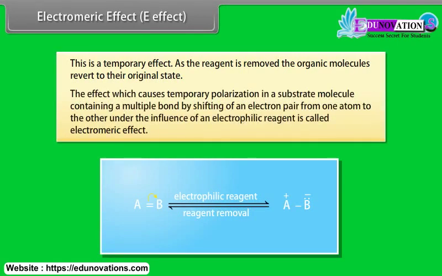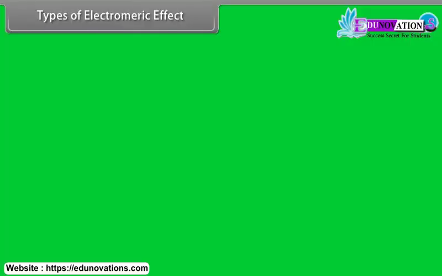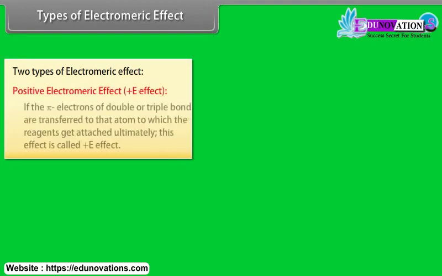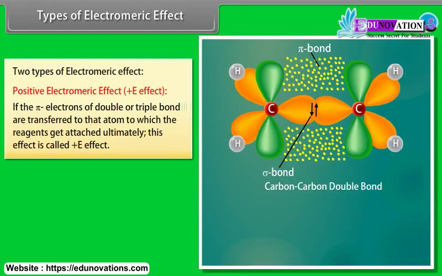The effect which causes temporary polarization in a substrate molecule containing a multiple bond by shifting of an electron pair from one atom to the other under the influence of an electrophilic reagent is called the electromeric effect. Types of electromeric effect. There are two types. Positive electromeric effect, positive E effect. If the pi electrons of the double or triple bond are transferred to that atom to which the reagent ultimately gets attached, this effect is called positive E effect.